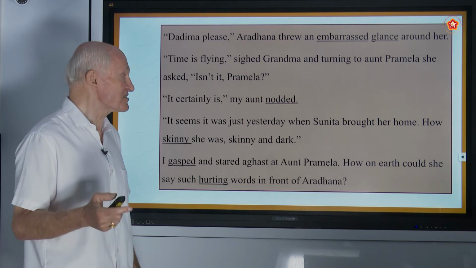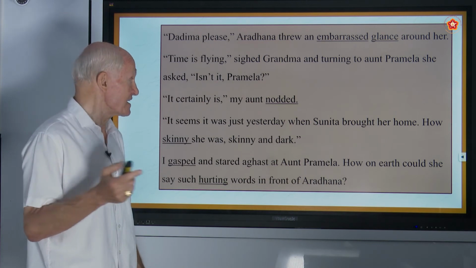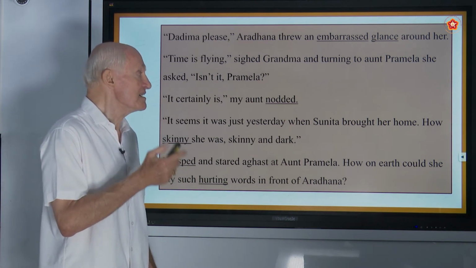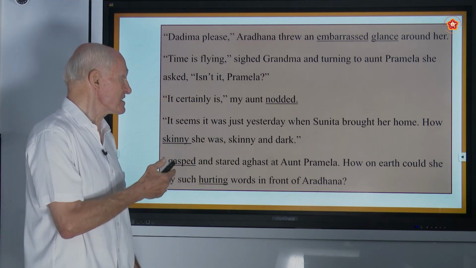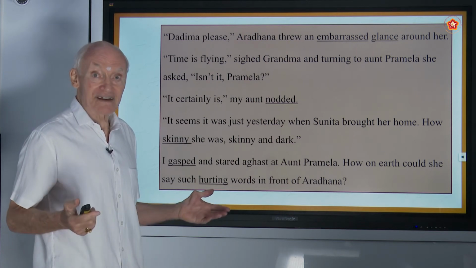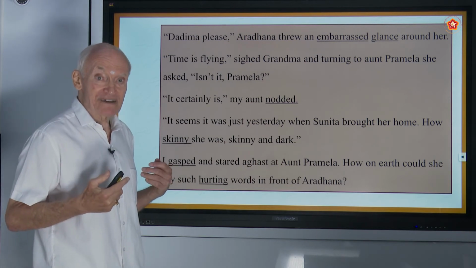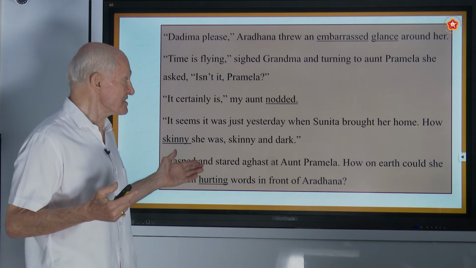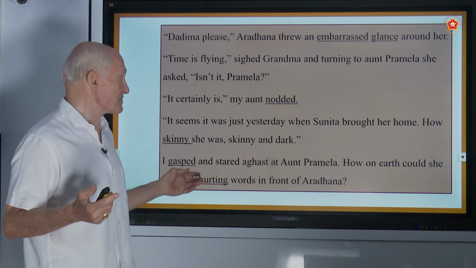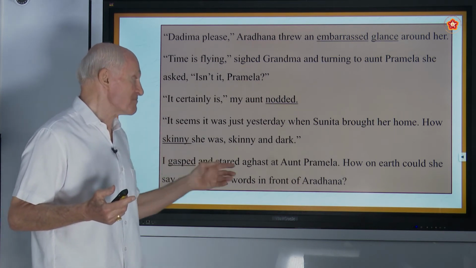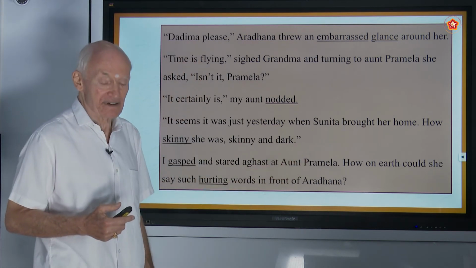It seems just yesterday when Sunita, this is the name of her sister, which is the mother of Ardna, it seems it was just yesterday when Sunita brought her home, talking about Ardna, how skinny she was, skinny and dark. Not a nice thing to say, right? I gasped. Here, Simi's back there trying to make her sister feel good, and the aunt says that your sister's skinny and dark right before she's going to dance. So I gasped and stared aghast at Aunt Pramila. How on earth could she say such hurting words in front of Ardna?